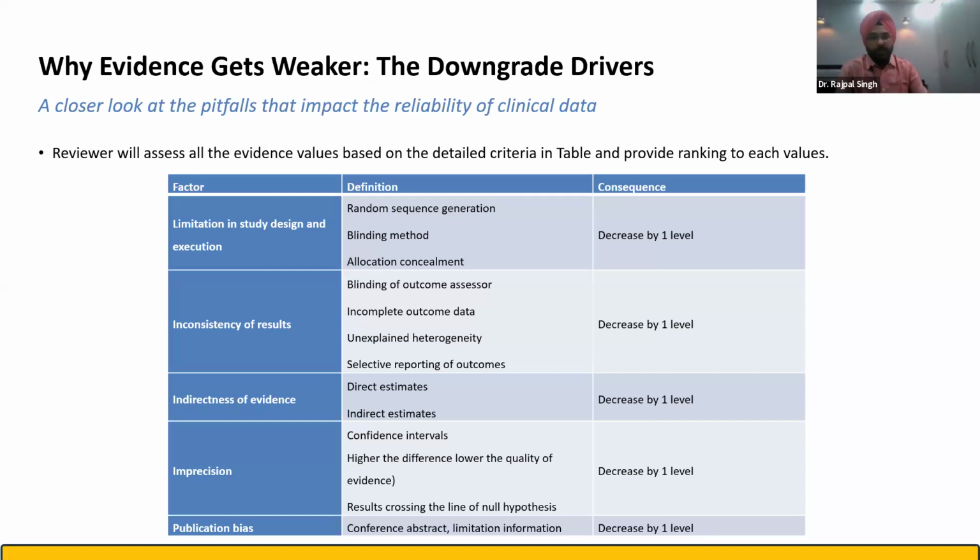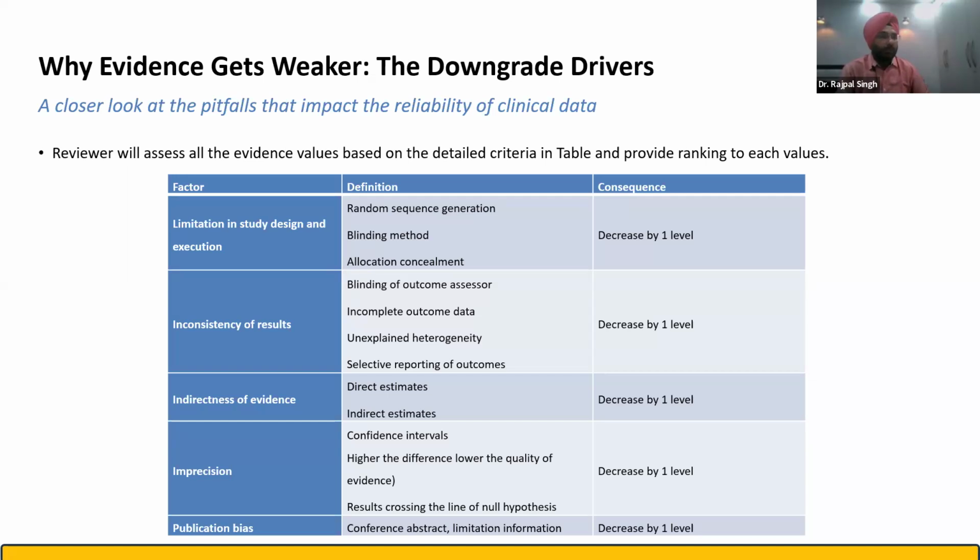Then we will check on these 5 parameters, and if the input from the clinical trials is hampering any of the parameters, we will downgrade it by 1 level. We will check all 5 parameters. Suppose the first one is limitation in study design and execution. So for the input value for that specific comparison, if it is coming from a clinical trial in which random sequence generation was not done, blinding method was not followed, allocation concealment was not done, we will decrease it by 1 level from high to moderate.